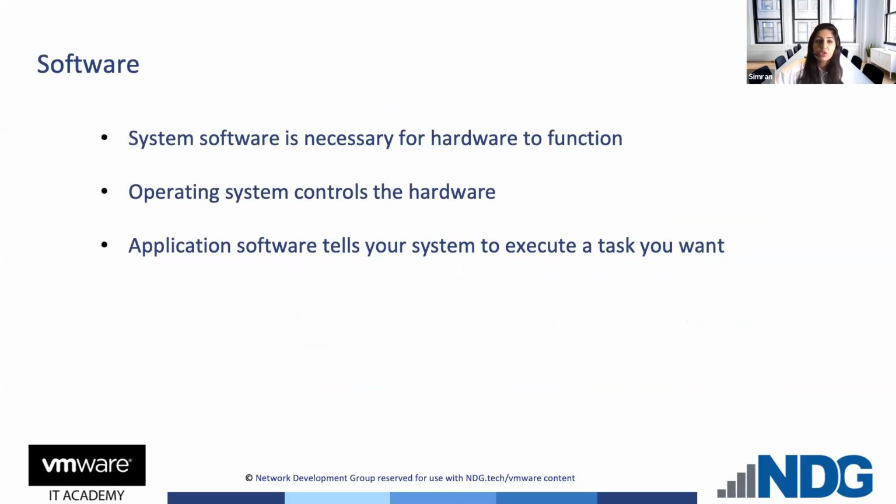So now moving on to software. As we've already established, software is super important for hardware to function, right? It's the operating system inside our computers that actually allows us to do anything, because without it, we might as well just have a paperweight. And application software is basically the instructions that you give to your computer to do tasks. So that's why software is super important in the back end.